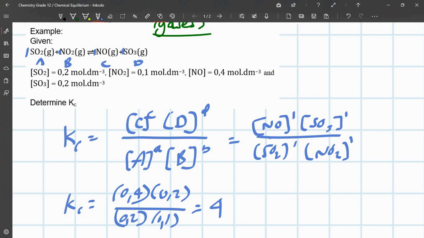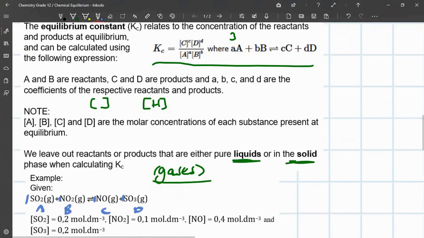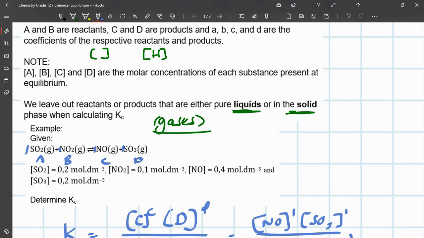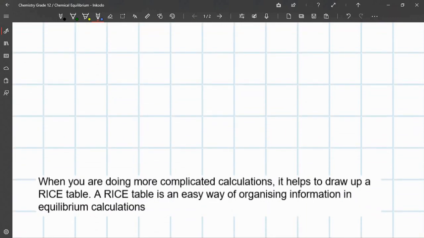That's quite straightforward. I mean, it wouldn't have any units because the units will cancel out. So that's pretty much how you calculate a very simple example of the equilibrium constant, Kc.